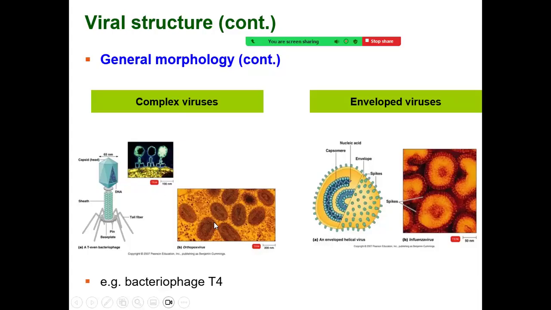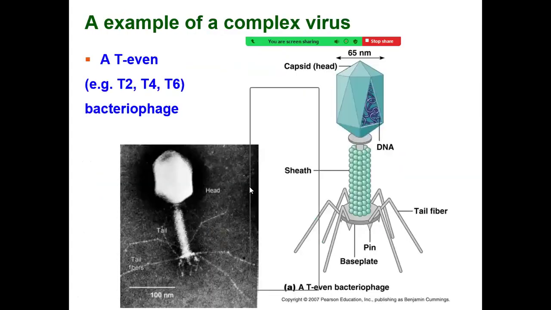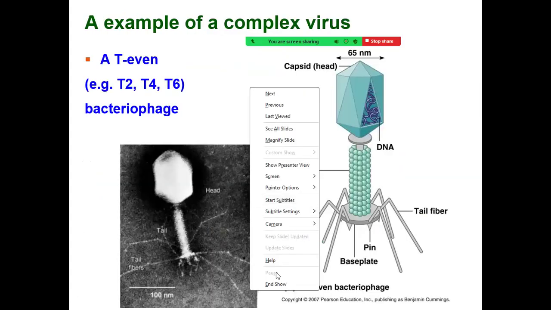Here we have another complex virus, and a third complex virus, and even a fourth complex virus. And as I stated, the complex virus can take on almost any shape. T4 is a naked virus, but orthomyxovirus is a complex virus. Oops, back.